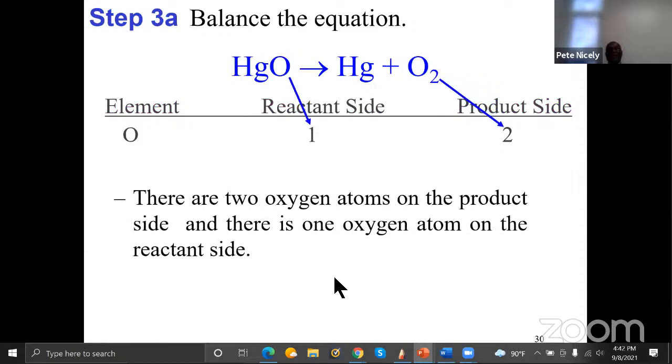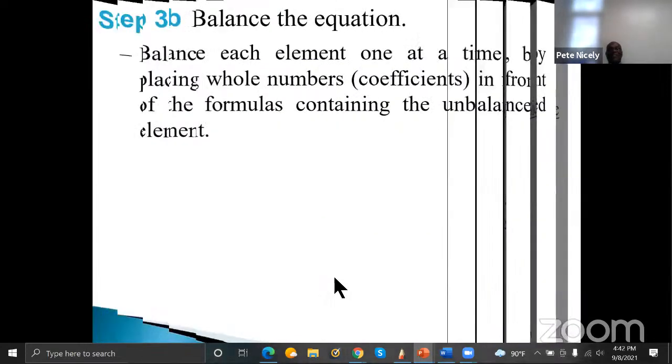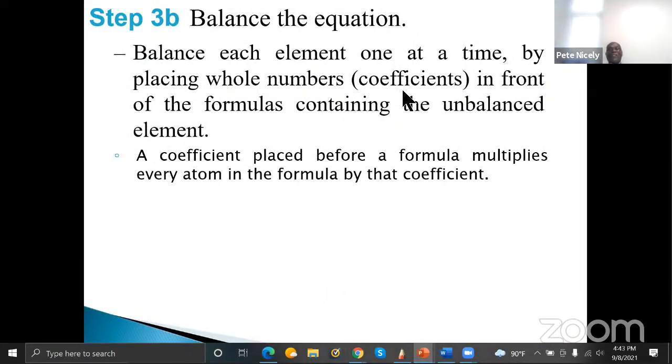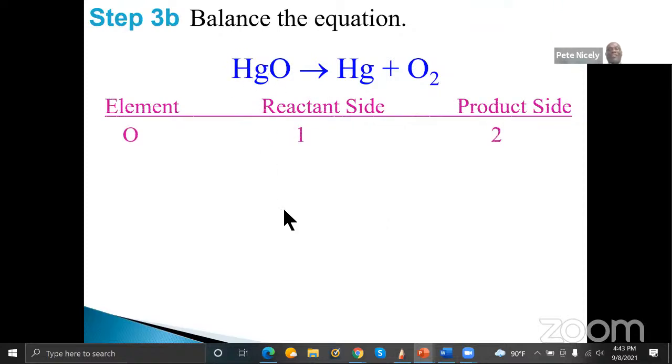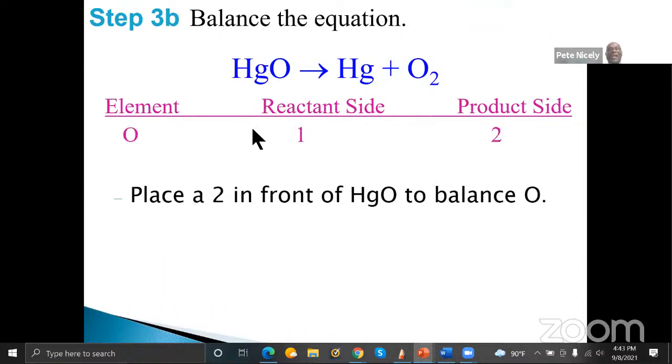Well, what we do is that we need to multiply something by a coefficient. A coefficient would be an integer, all right? And we place the coefficient before the formula such that it multiplies every atom in the formula by that coefficient. So in the case of this equation, because you have a 2 here and 1 oxygen here, what we need to do is place a 2 in front of the mercury 2 oxide, so that you're going to end up with 2 oxygen atoms on the left, like that. So now we have the oxygens balanced, all right?